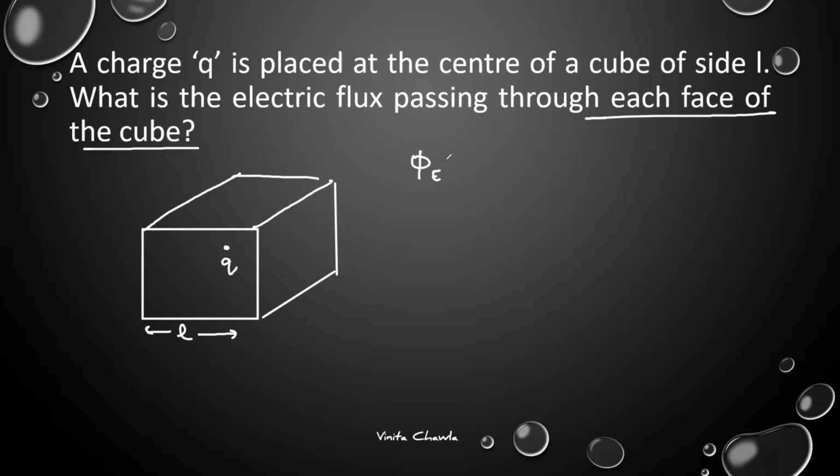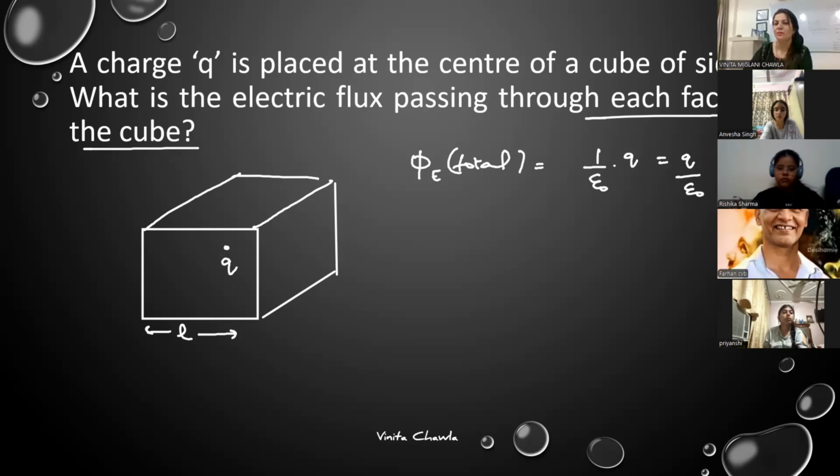First, we'll find total electric flux. Total electric flux is 1 upon epsilon naught times the charge enclosed. And the charge enclosed here in this case is Q, no? So it is Q upon epsilon naught. This is the total electric flux. Now, in a cube, there are 6 faces, right? We have 6 faces in the cube. I think we have discussed this question. This was in your NCERT as well.